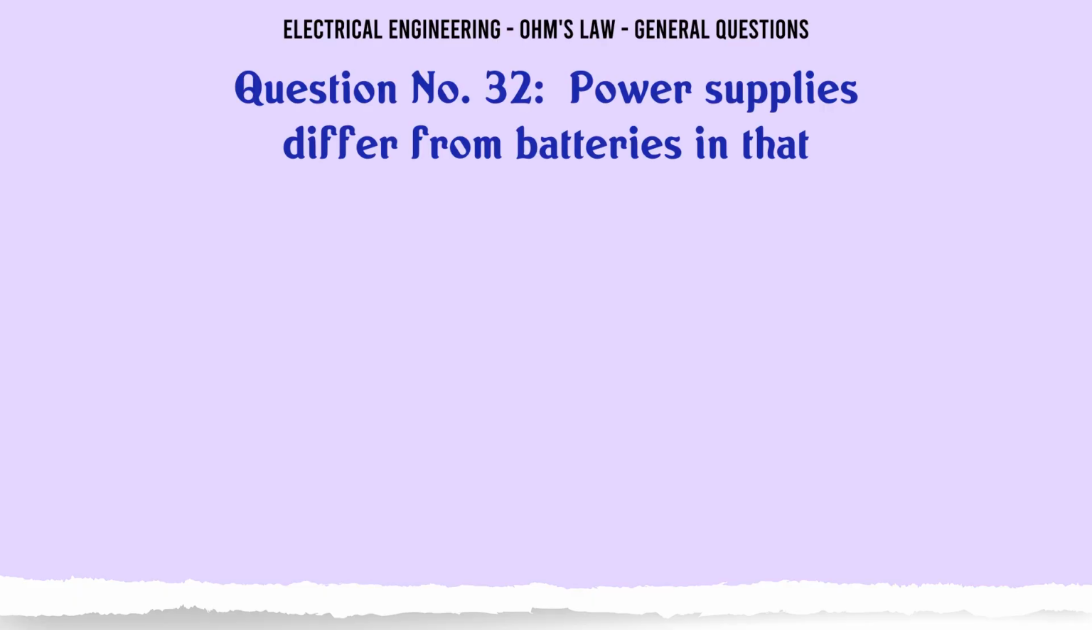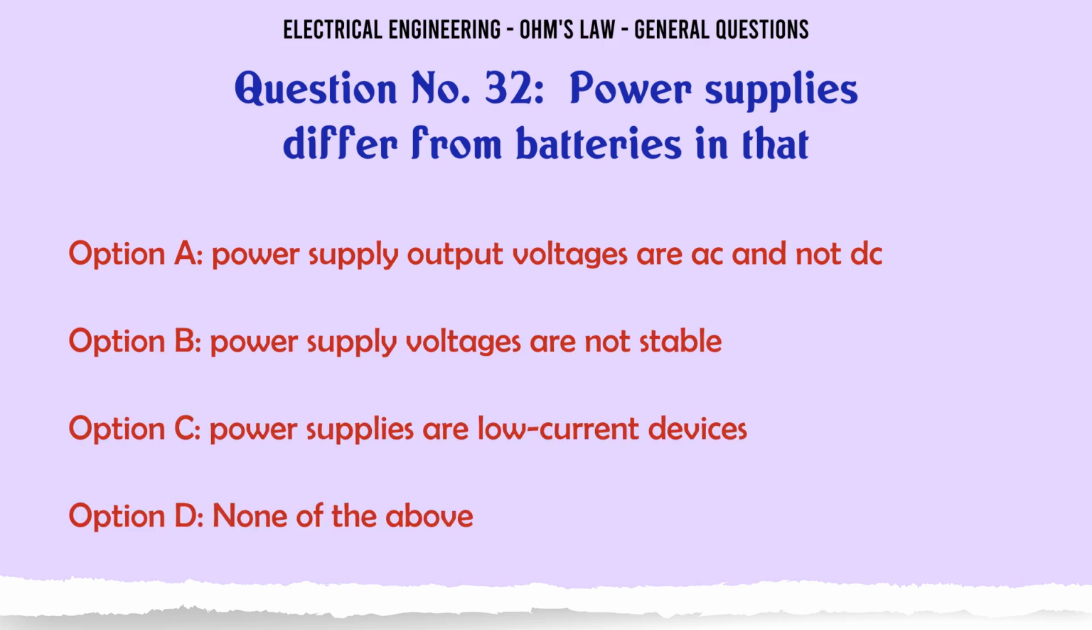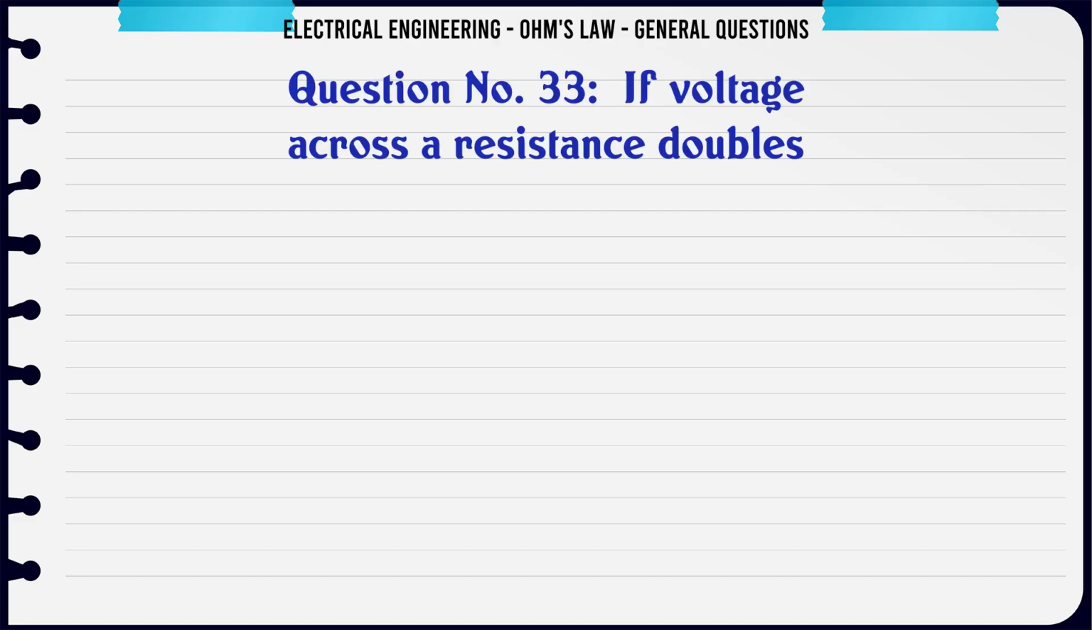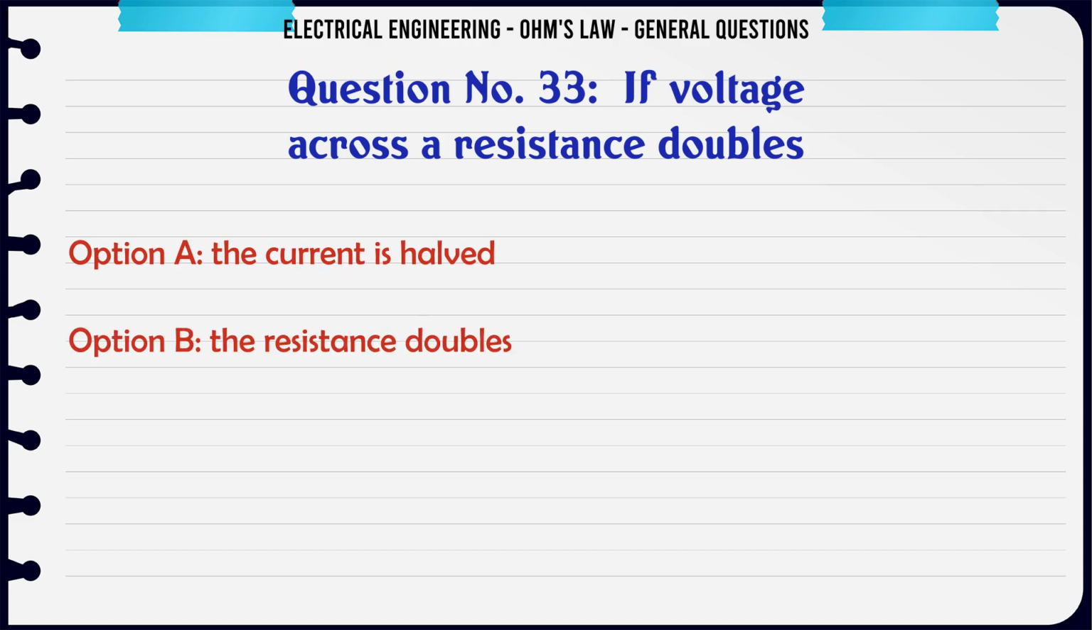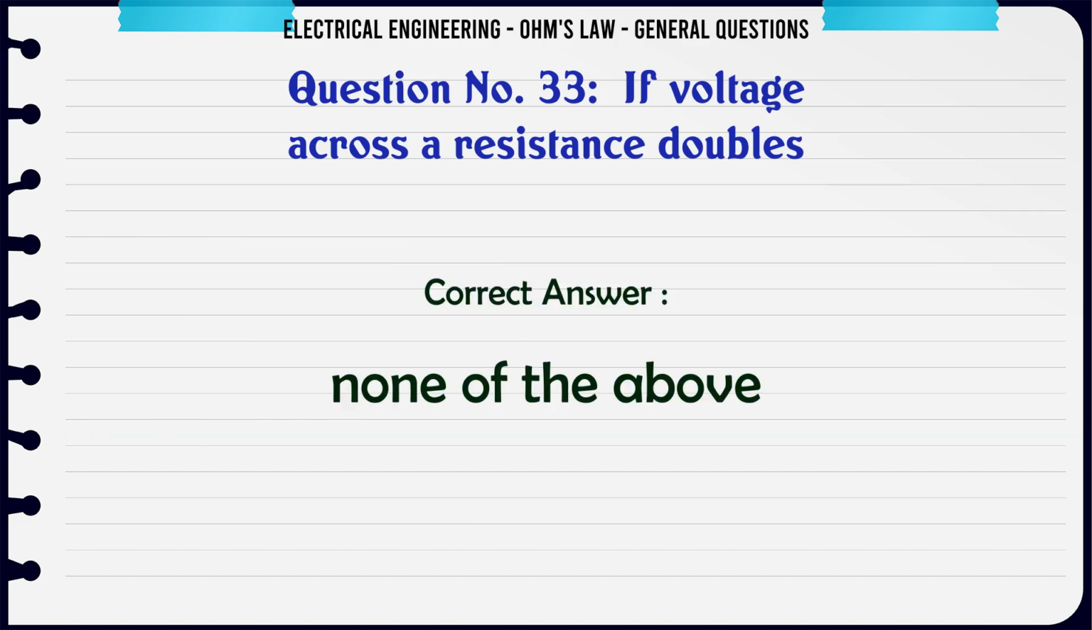Power supplies differ from batteries in that A. Power supply output voltages are AC and not DC. B. Power supply voltages are not stable. C. Power supplies are low current devices. D. None of the above. The correct answer is none of the above. If voltage across a resistance doubles, A. The current is halved. B. The resistance doubles. C. The current is unchanged. D. None of the above. The correct answer is none of the above.